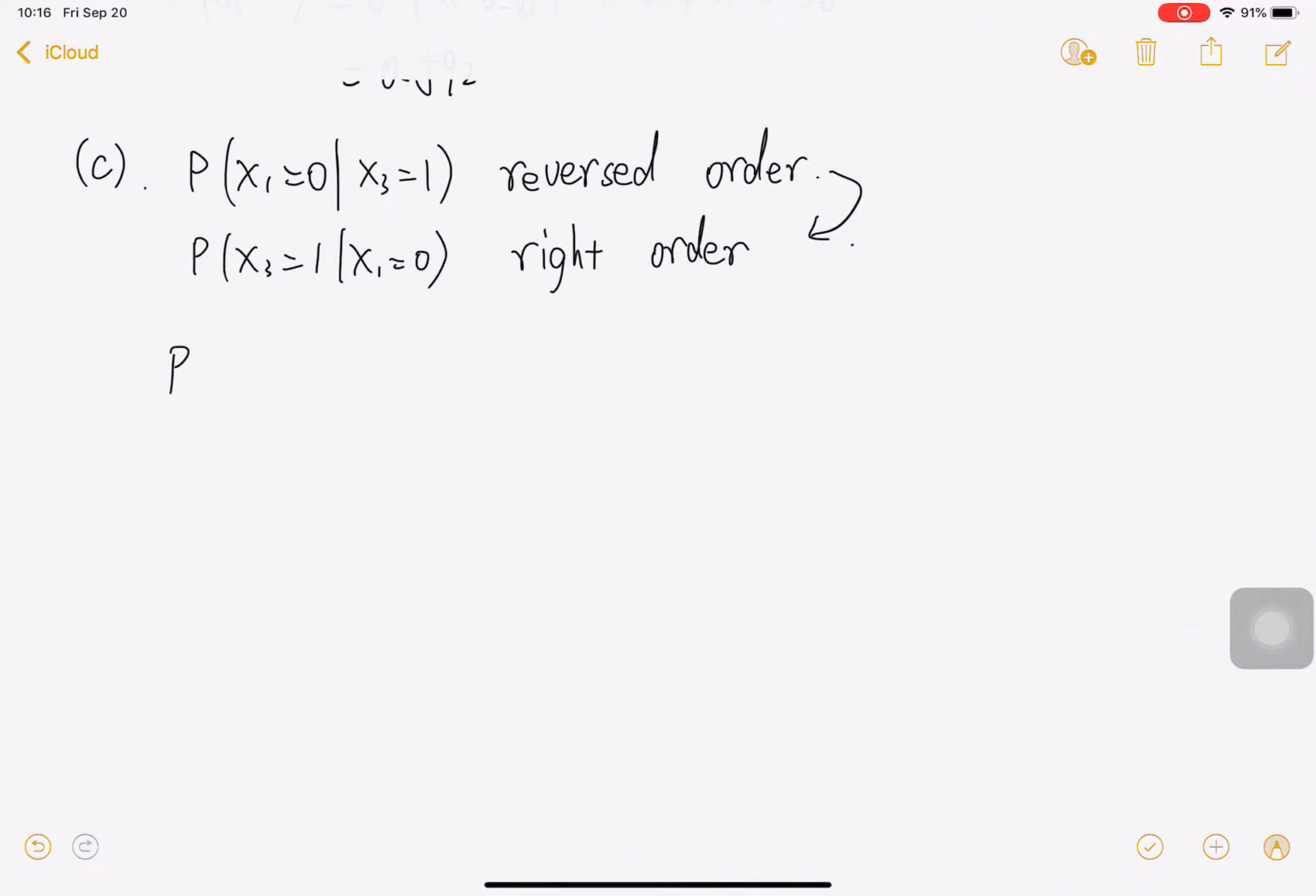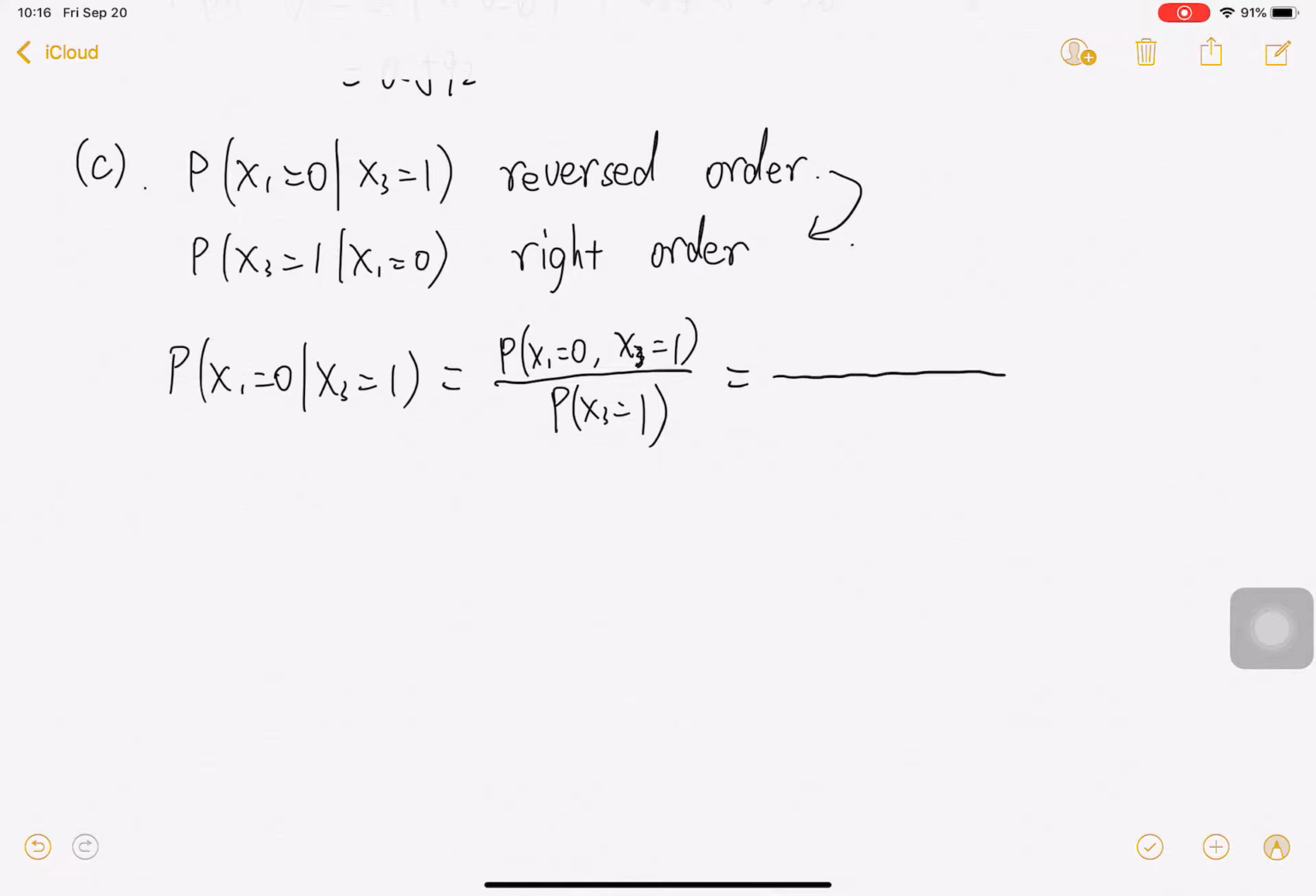Because we have the probability of x1 equals 0 given x3 equals 1 is equal to the probability of x1 equals 0 and x3 equals 1, over the probability of x3 equals 1, right? This is the "and" condition, it's not the given condition. So what we have is right here, and we can turn this into another conditional probability equation. So we can have the right order with this step.